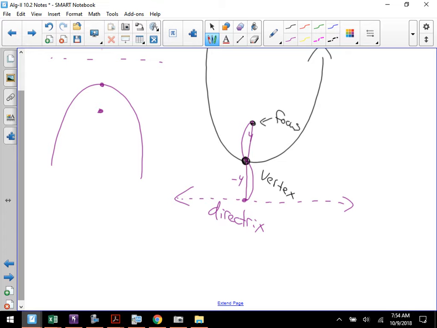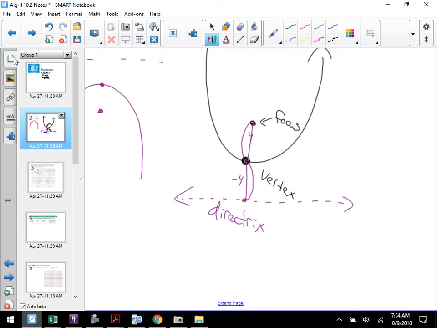Today, everything we do, or actually this whole week, everything that we do will always be centered at the origin. We're not moving things in space yet. We'll start doing that next week, so you don't have to worry about any of that yet. So let me show you what's going on.